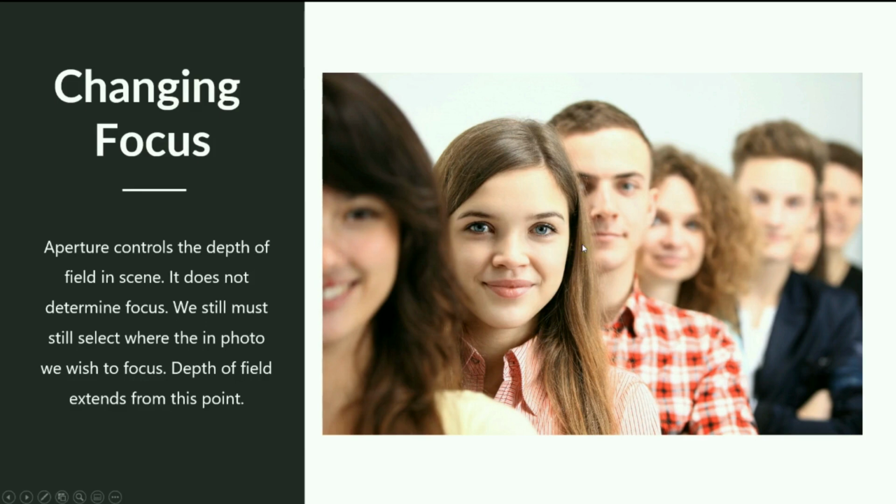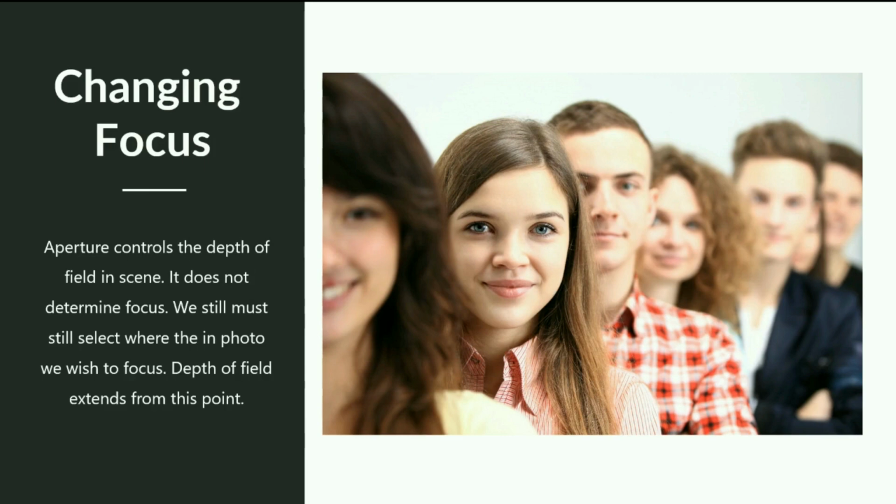So here the photographer has focused on this lady here, second in the row, but because they've used a shallow depth of field, everyone in front of this lady and everyone behind this lady is now out of focus. So aperture controls the depth of field in the scene. It does not determine focus. We still choose where we wish to focus from. And remember, it's from this plane of focus that our depth of field extends from.